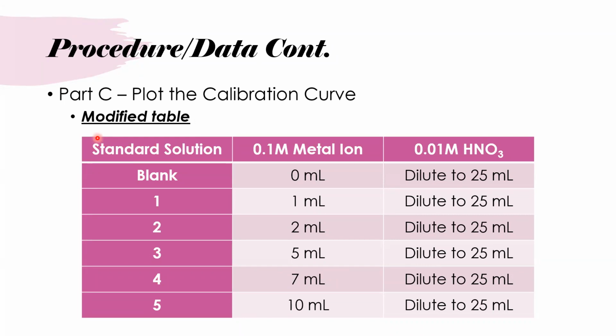That's because the ones in your lab manual are too high, and at too high a concentration, the absorbances may not result in a linear function. So the standard solutions are going to be: the first is a blank of 0, and then 1, 2, 5, 7, and 10 mLs.